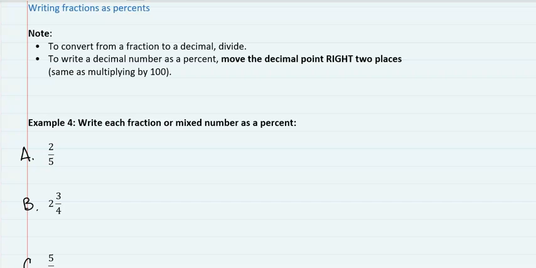So the next topic is writing fractions as percents. This one is 2 steps. You need to convert the fraction to a decimal first, so divide the top by the bottom. Then we're going to write the decimal as a percent, so multiply by 100, or move the decimal point 2 places to the right.